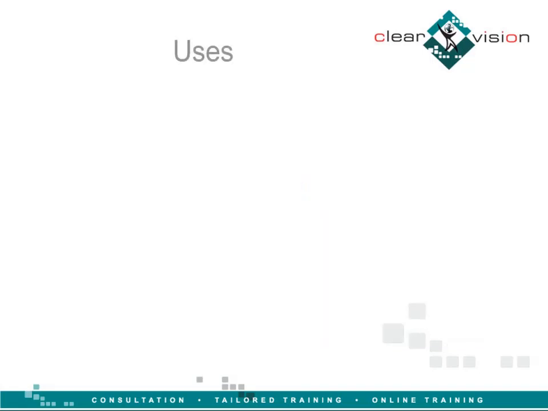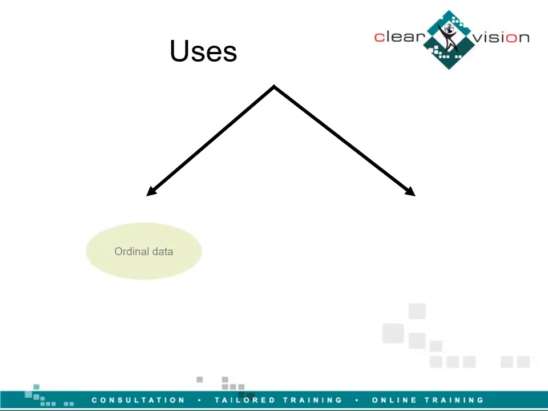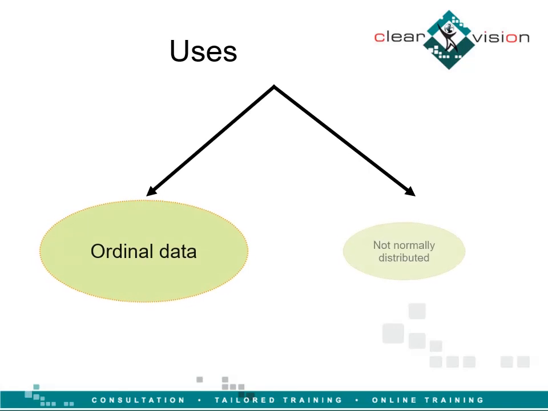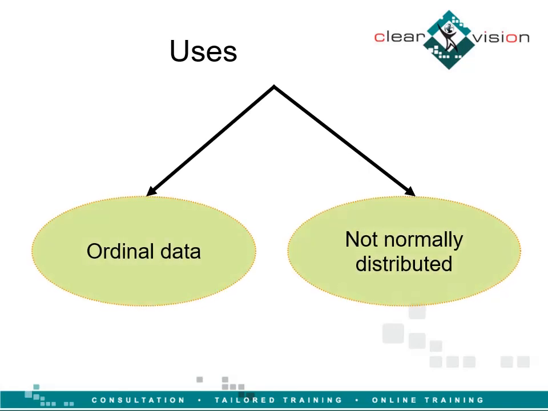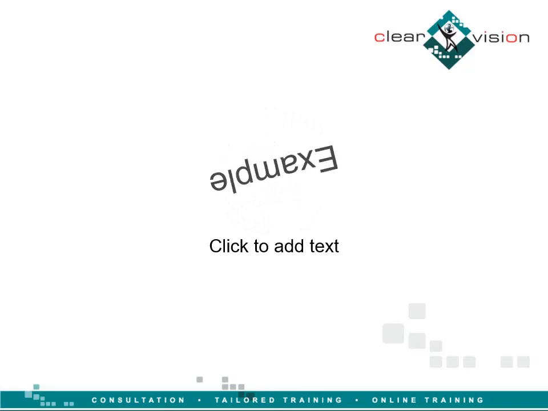So the uses of the Mann-Whitney U Test include testing two independent groups if the data are in ordinal format or if the data are not normally distributed. Let's explain the process of calculation of the Mann-Whitney U Test through an example.